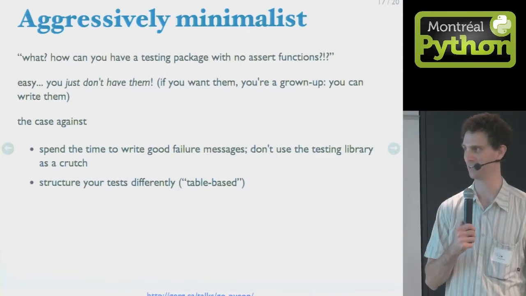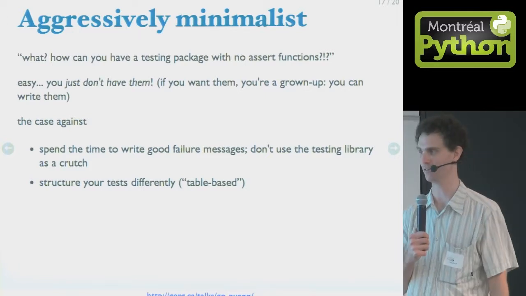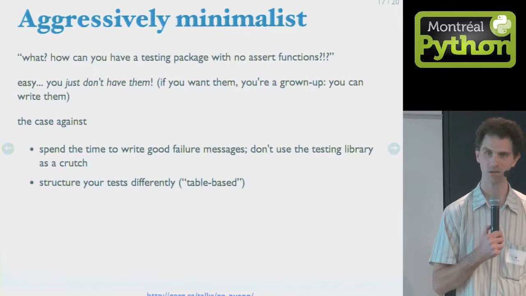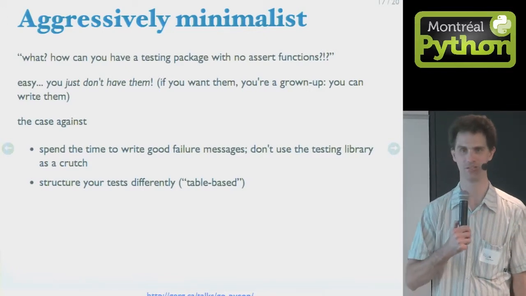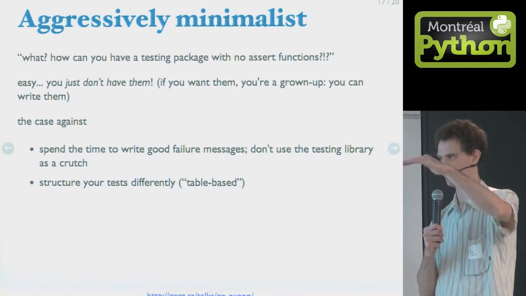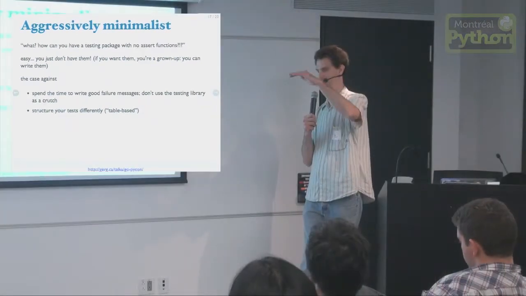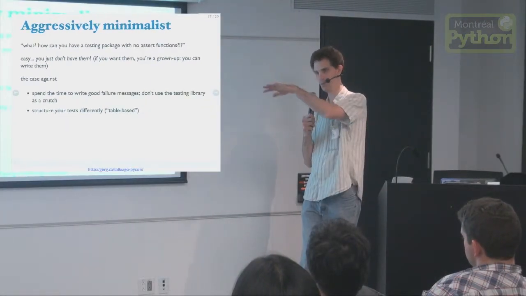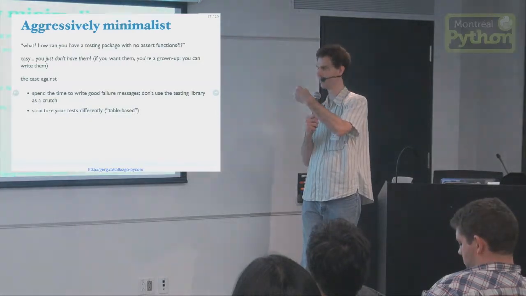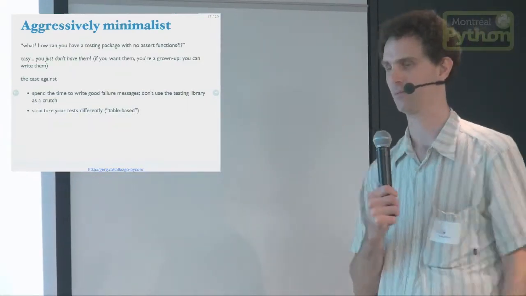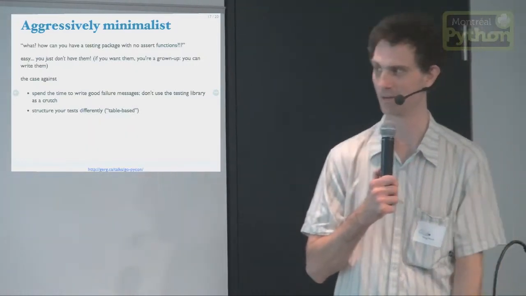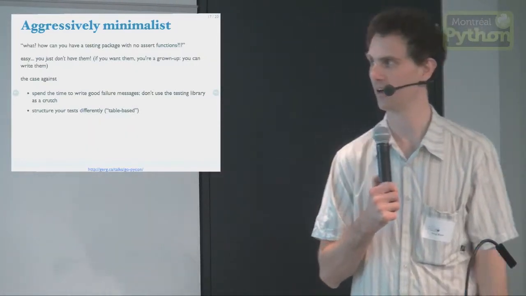The other rationale they give is that you should spend the time to write good failure messages rather than using the testing library as a crutch. And you should structure your tests differently. Instead of having a long sequence of very repetitive, similar, assert this, assert this, assert this, you should loop over a list of input values and expected values. They call it table-based testing, which is a useful technique.